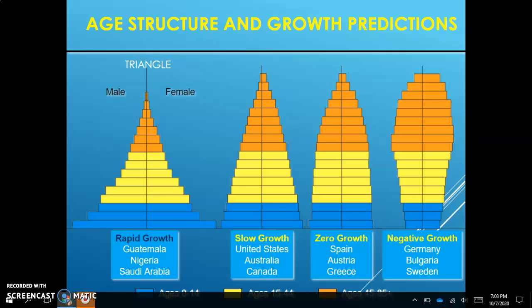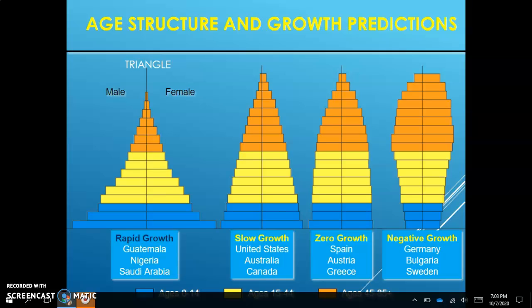But a typical pyramid shape would show rapid population growth. So examples of this would be like Guatemala, Nigeria, Saudi Arabia. More of a pyramid shape, but still not quite a huge wide base, would show slow growth. So things like the United States, Australia, Canada, again, this would be a developed nation. Zero growth, the bottom looks basically in line with the middle. So you don't really see a distinction between the percentages on the bottom, so the pre-productive age and then the mid-productive age. So this would be things like Spain, Austria, and Greece.